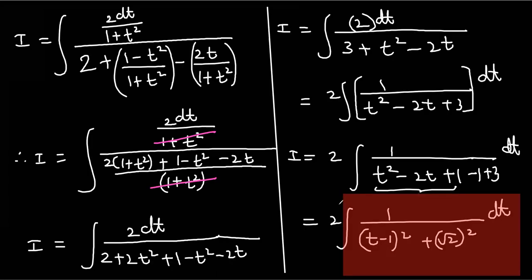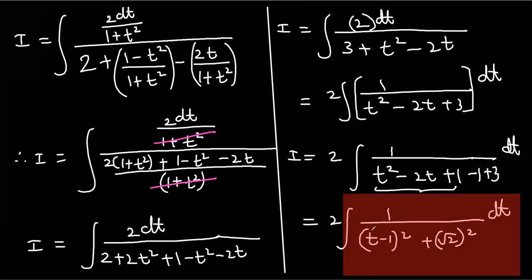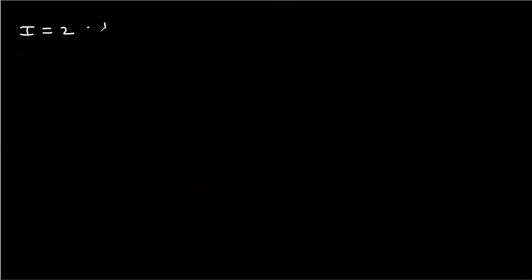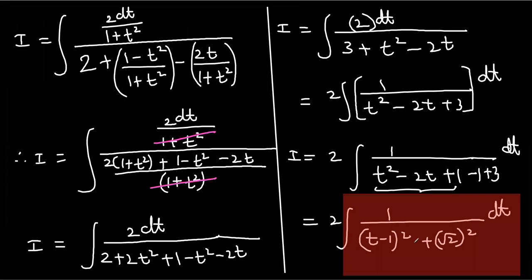1 upon x square plus a square is 1 upon a tan inverse of x by a. So here I will have I equals to 2 times 1 upon a tan inverse of x by a, 1 upon root 2 tan inverse of t minus 1 upon root 2 plus c.